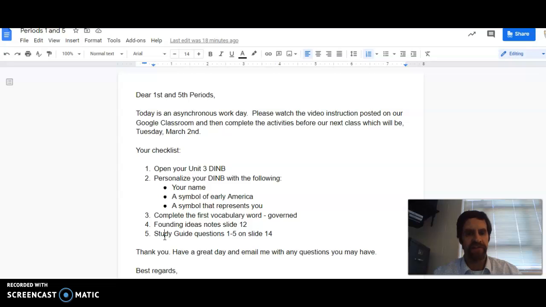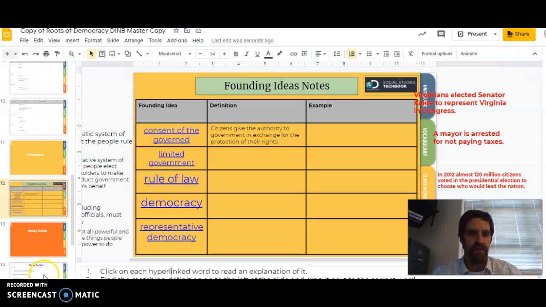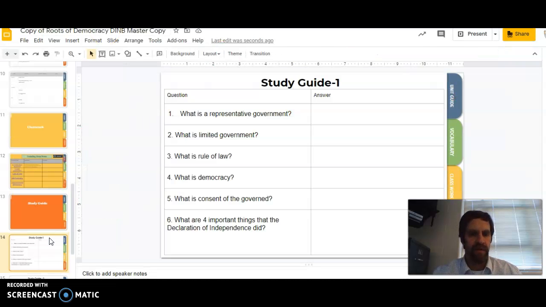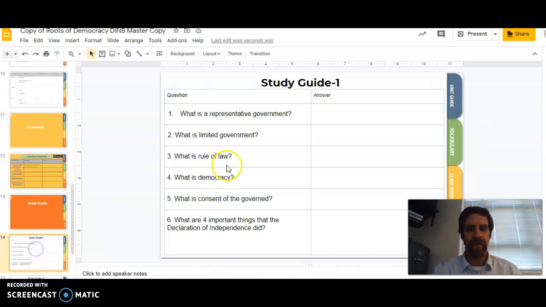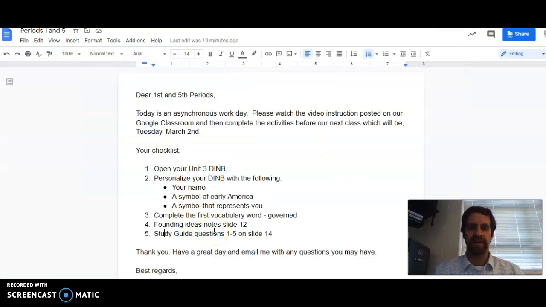All right, number 5 is study guide questions 1 through 5 on slide 14. So over here, find slide 14. There we are. The number is located right here in case you're wondering. And here are the questions. It's basically these definitions, and it's fine to put those answers in. What is representative government? What is limited government? What is rule of law? What is democracy? And what is consent of the governed? And that is the final activity.